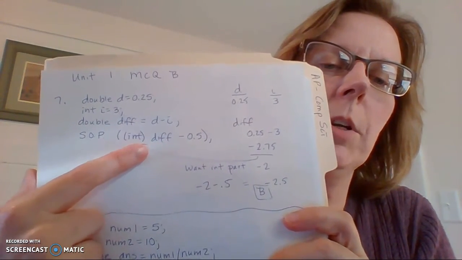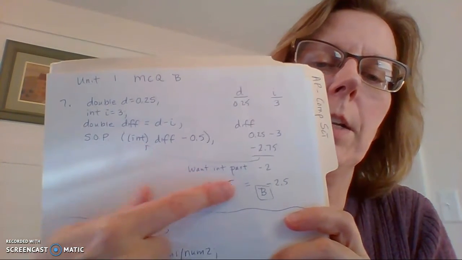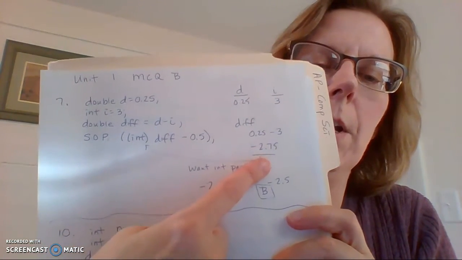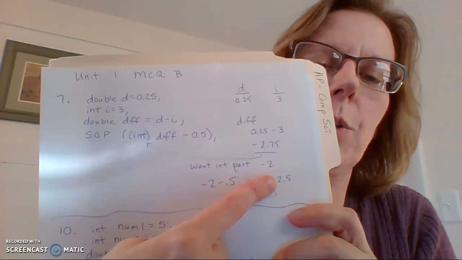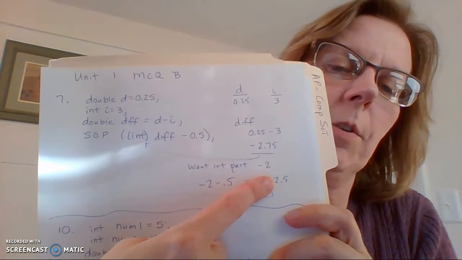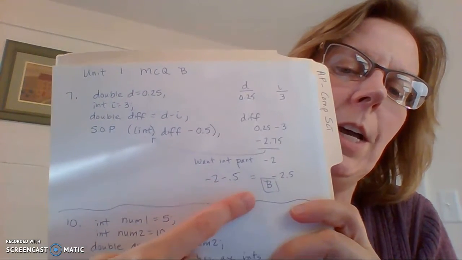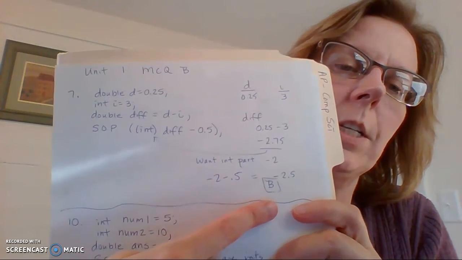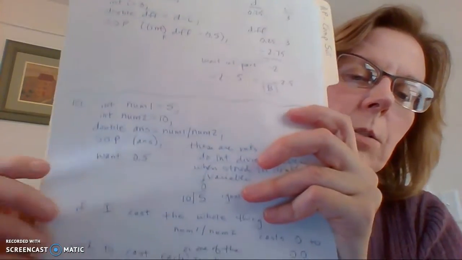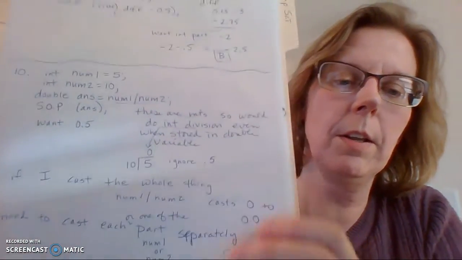But since it's not, I'm going to take the integer part of the negative 2.75, which will be negative 2. It doesn't round it, it just takes the first part before the decimal. So negative 2 minus the 0.5 is negative 2.5. The answer is B. The next one we're going to look at is number 10.